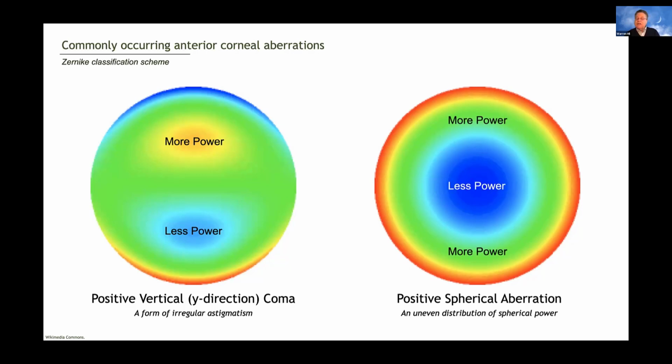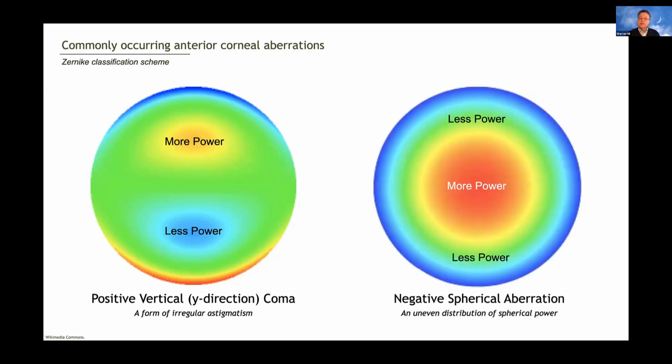For spherical aberration, it's positive if there's less power in the middle, so think about myopic LASIK or even the normal human eye. And for negative spherical aberration, there's more power in the center, so think about somebody that's undergone hyperopic LASIK.